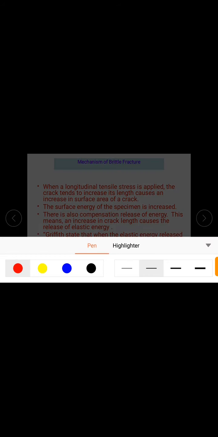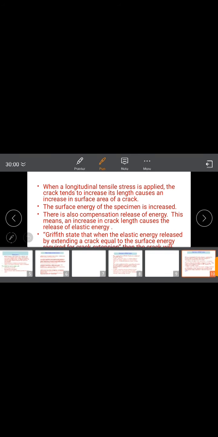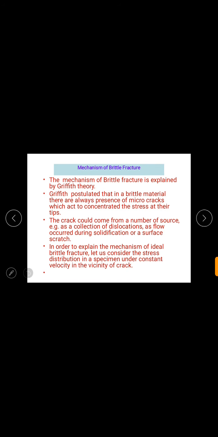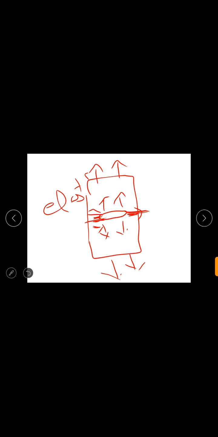If you look at the statement here, Griffith states that when the elastic energy released by extending a crack equals the surface energy required for the crack extension, then the crack will grow. This is the statement given by Griffith. A very important statement.